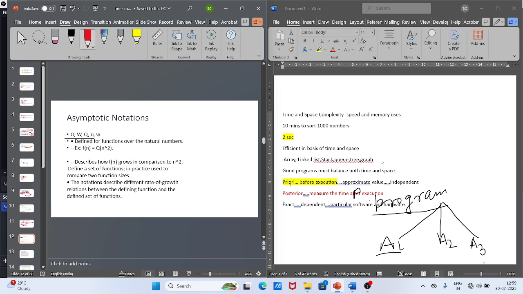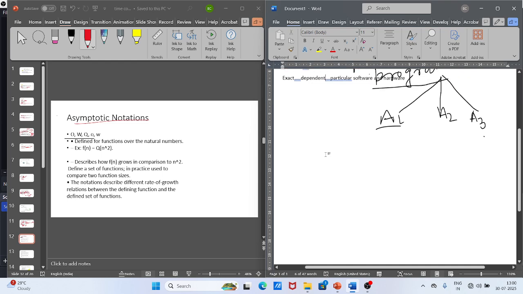Basically, when we learn the asymptotic notations, it is used to describe the performance of an algorithm as the input size becomes very large. When the input size becomes very large, then asymptotic notations come. We symbolically represent the time complexity. So there are basically 5 types of time complexities.